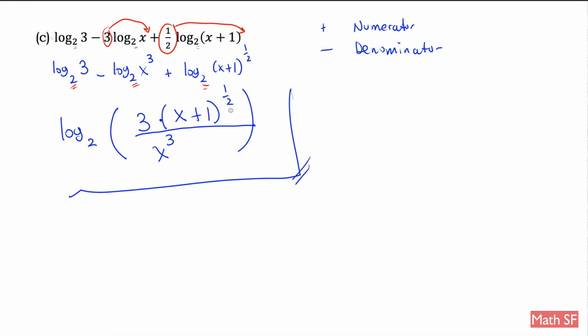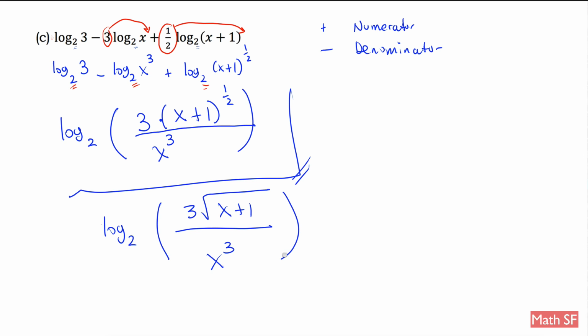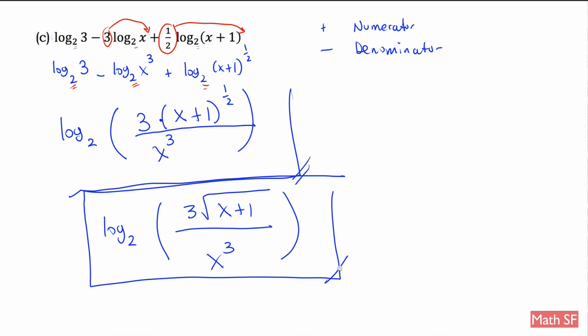If you decide, you can write a square root here, if you want this to look a little bit nicer. So it's going to be 3 square root of x plus 1 over x cubed. Gladly, we're not being asked to find the domain, so that saves us a little bit of time. So this should be your answer for that particular problem.